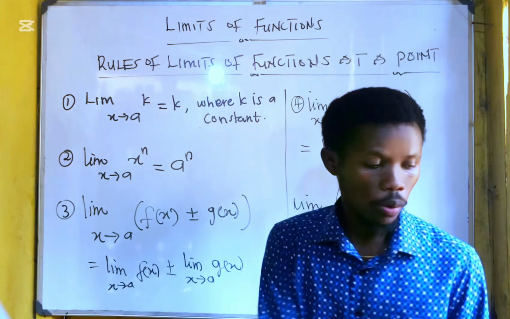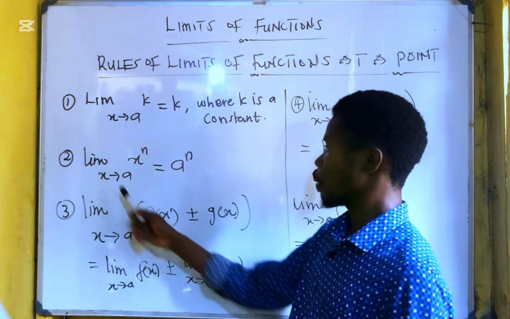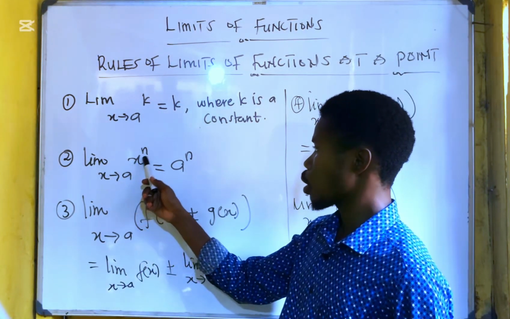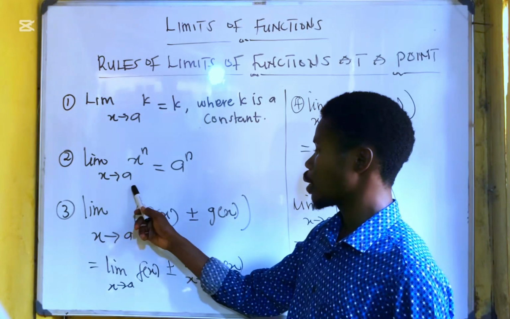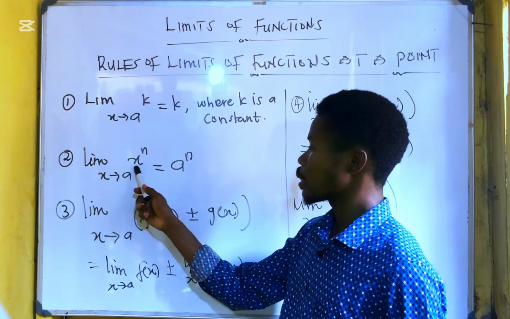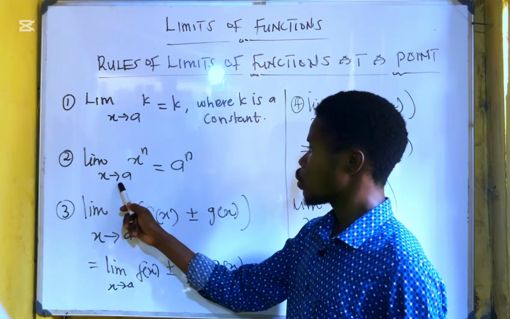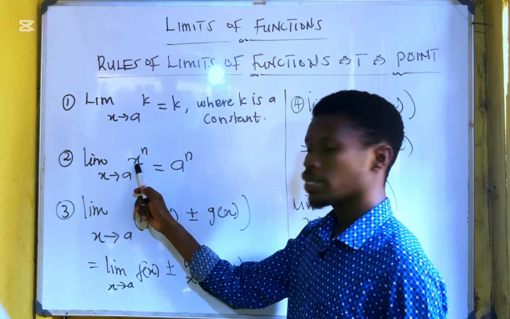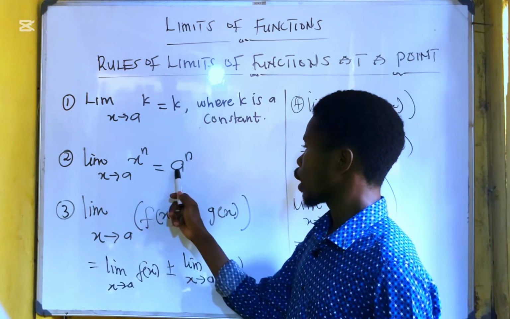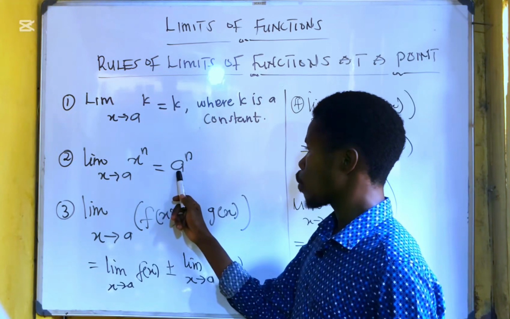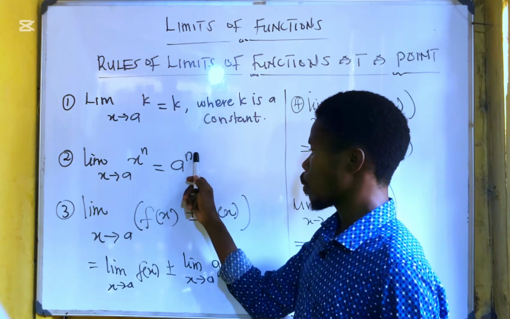Now you move to the next one. The limit of x to the power n as x approaches a. You realize that here is x. And so wherever we see x, you should replace it by what? a. Is that okay? So that's why I have here, wherever I see x, I put a there. So that will be a to the power n.